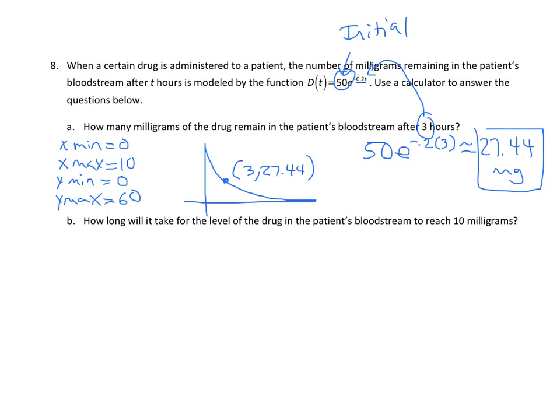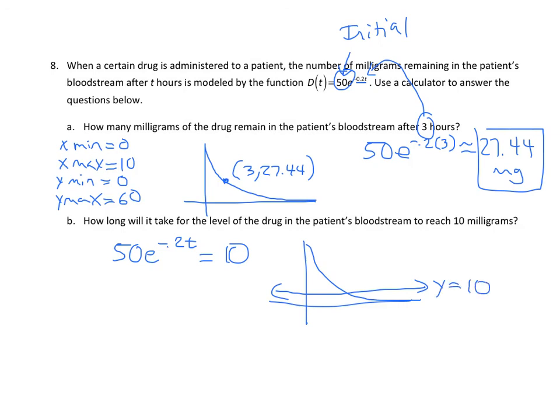So part B is asking how long it will take for the level of the drug in the patient's bloodstream to reach 10 milligrams. This time I want to know when 50e^(-0.2t) will equal 10. And I don't know how to solve this equation by hand yet, so I have to use the graphing calculator. So the way it's going to work is we use the same graph we used in part A, and we want to know when it equals 10.